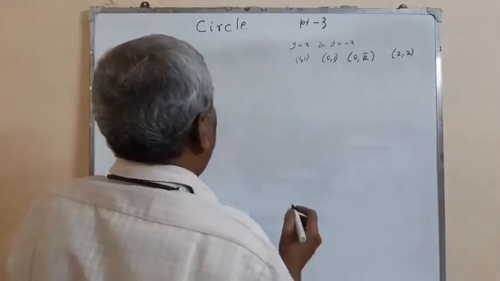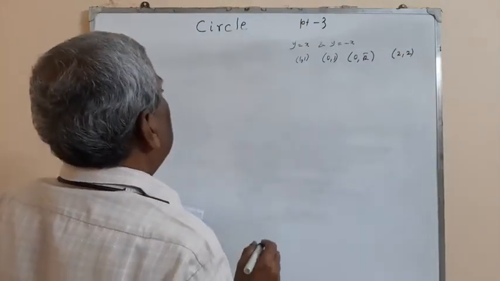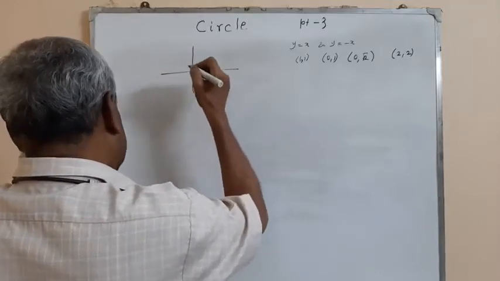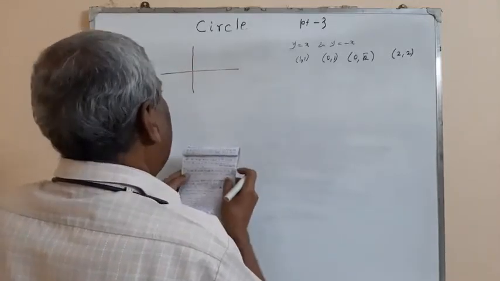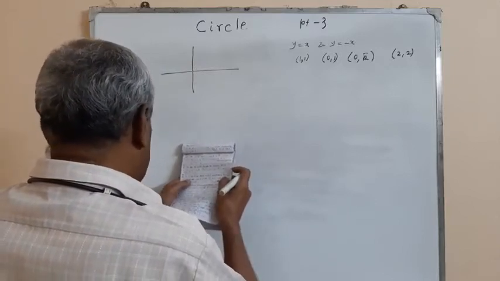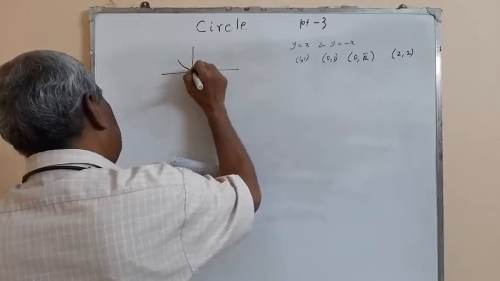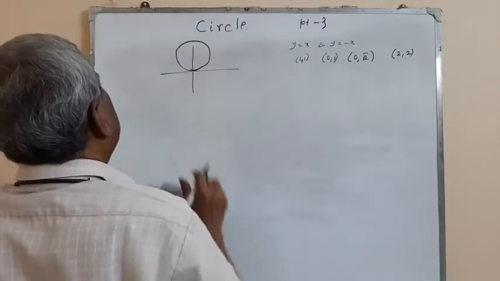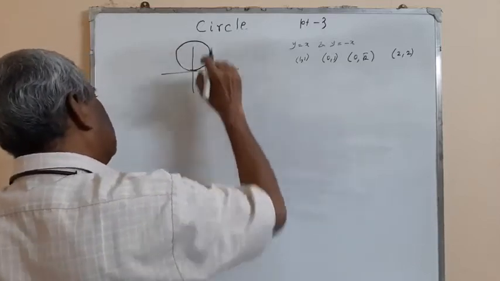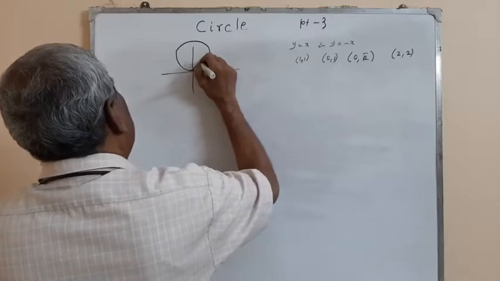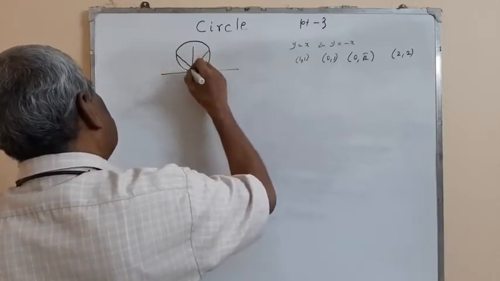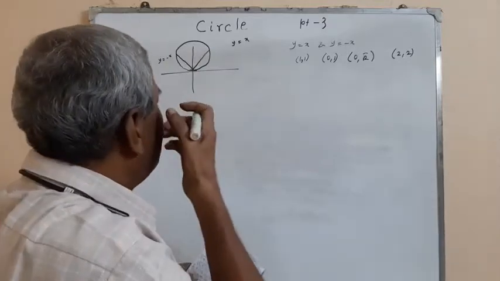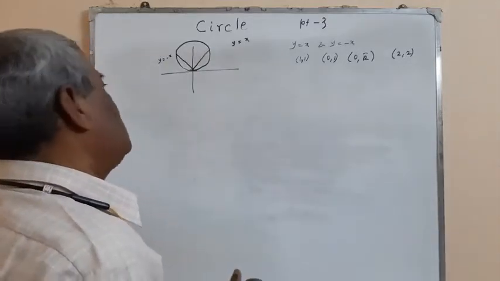So as per the problem, suppose this is the x-axis and y-axis. A circle lying above the x-axis and passing through the origin is of this type, and it makes equal intercepts from these two straight lines, this is y is equal to x, and this is y is equal to minus x. Then we have to find the radius of the circle.